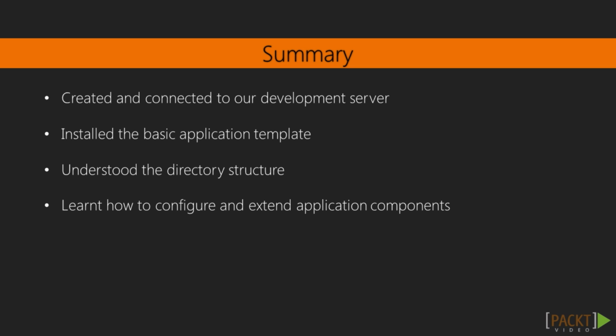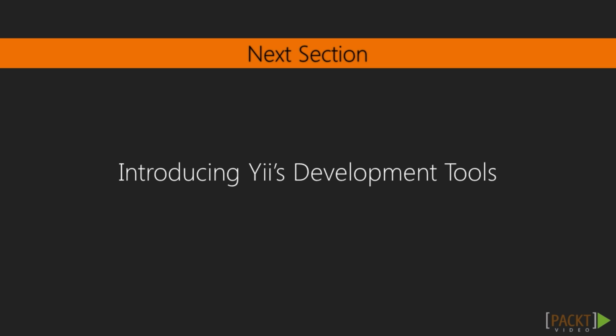We then configured that server and installed the Yii basic application template. Next, we took a closer look at the files and directories that make up the basic application template and learned how to use namespaces in Yii so that the autoloader can quickly find dependencies. In the next section, we will take a look at some of the tools that Yii 2 provides to greatly increase productivity during application development.